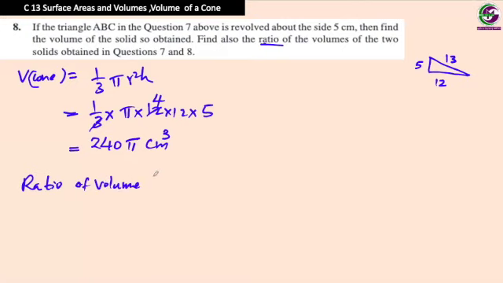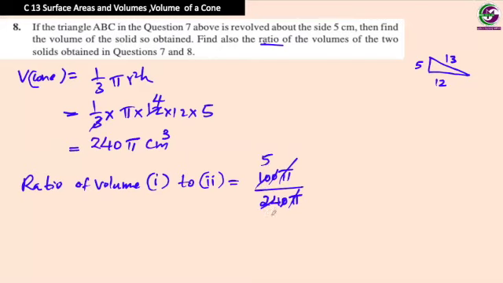Now we are also asked to find the ratio between the two cones, ratio of volumes of part 1 to part 2, which is equal to 100 pi is to 240 pi. 10 and 24 can be simplified by 12. Therefore, the ratio between question 7 and 8 is 5:12.